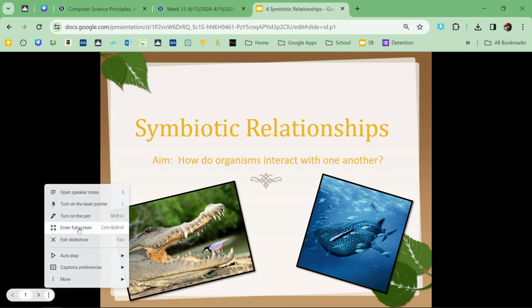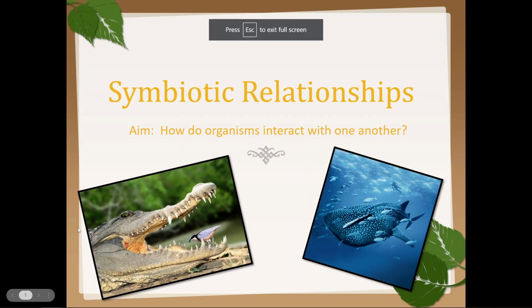So let's begin by getting our aim written on our paper. This is: how do organisms interact with one another? As we go through this, not all symbiotic relationships are benefiting organisms. Some actually hurt some of the organisms that are paired in the relationship. It just depends on the symbiotic relationship in question. All right, so let's go through these and get started.